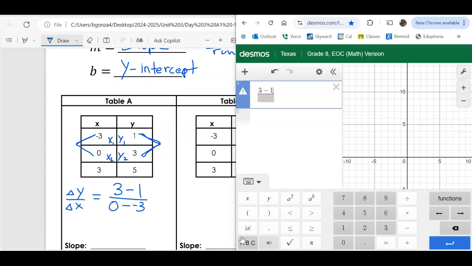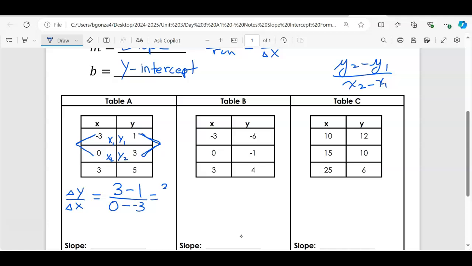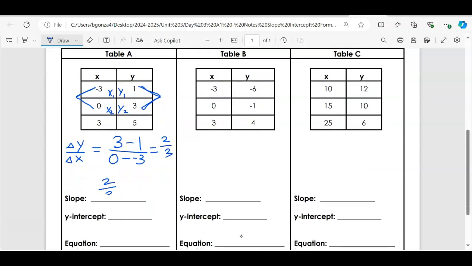3 minus 1 on top, 0 minus -3 on the bottom. If you get a decimal, do you know where to press the fraction button right here? You press this fraction button, and you get 2/3. That is your m, slope.